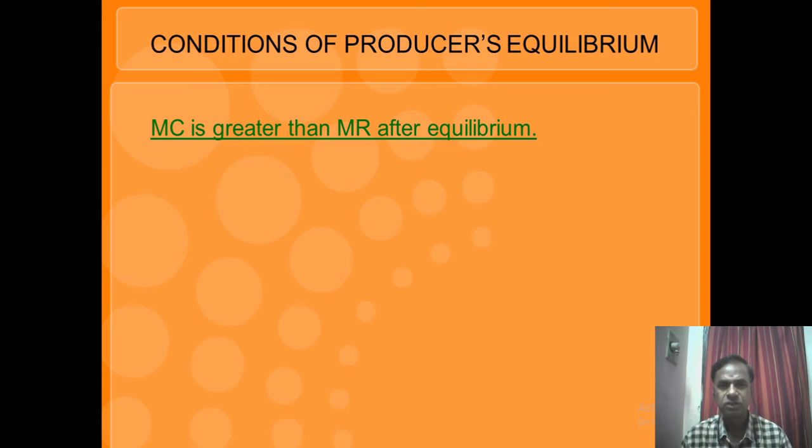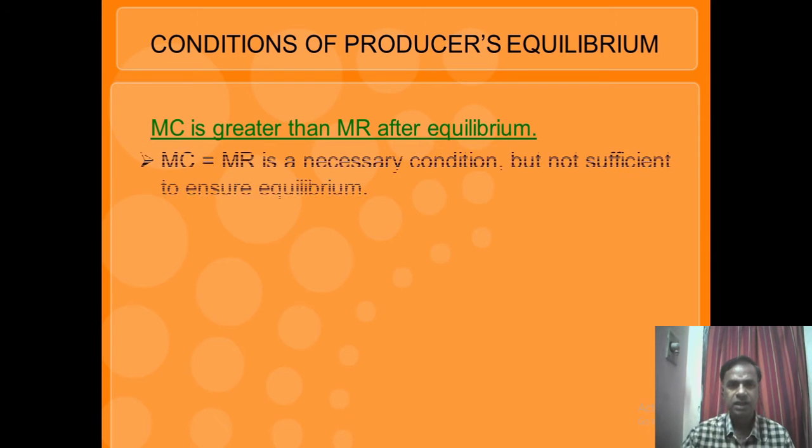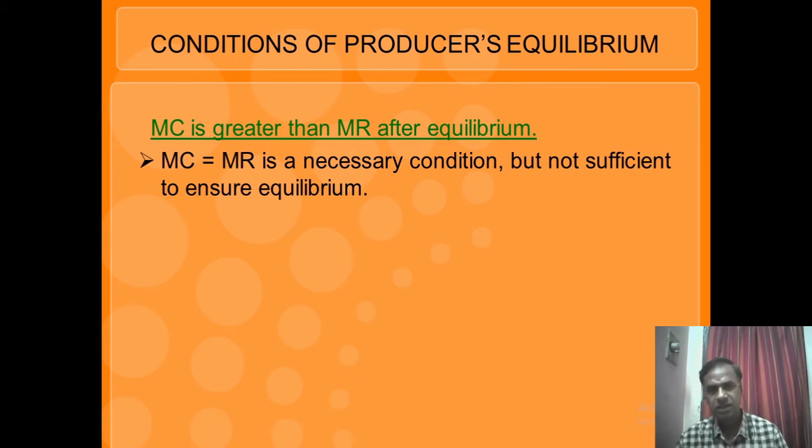When MR is equal to MC, then equilibrium is there. Let us see. MC, first condition is MC is equal to MR. Second condition is MC is greater than MR after equilibrium.